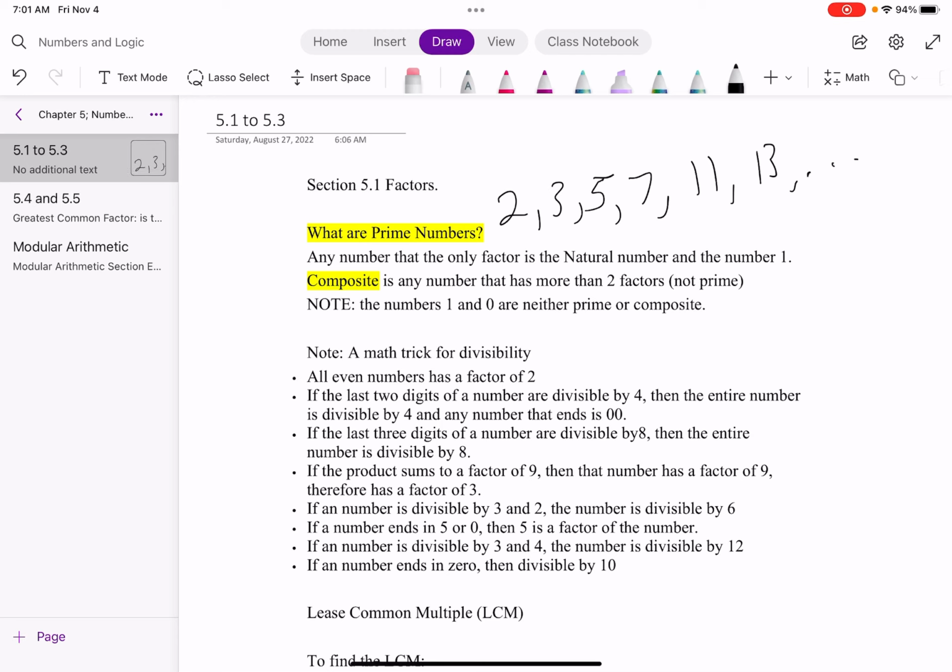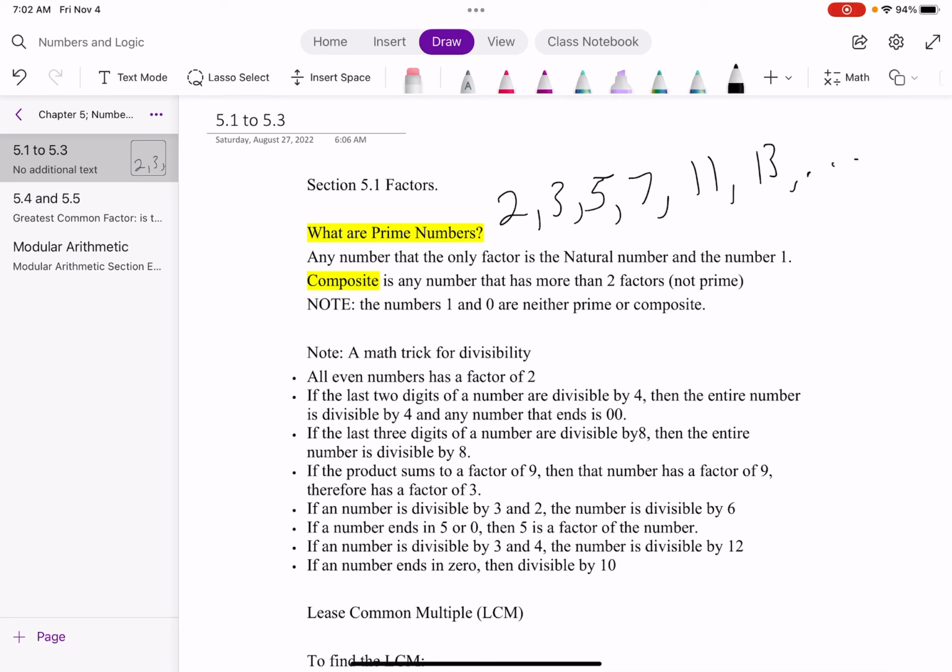Right? And notice 2 is the only even prime. And the reason for that is because 2 can go into every other even number, which takes us to our next definition, composite. And so composite is any number that has more than 2 factors that are not prime, right? So 1 and 4 can go into, but 2 can also go into it. So 4 is a composite number. Now, 1 and 0 are neither prime or composite. They don't have a name. They are just 1 and 0.